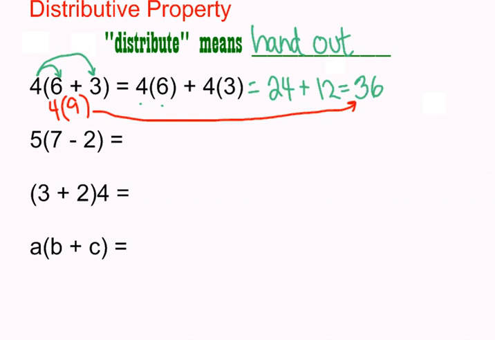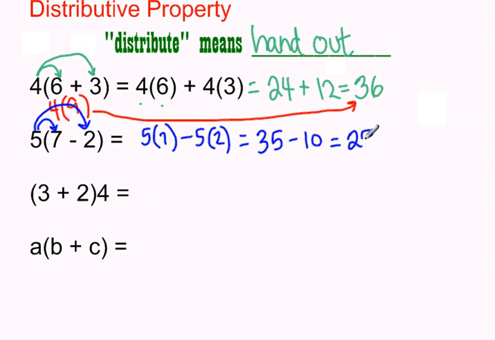So I'm going to show my arrows on these next few problems. 5 times 7, and in this case I see a subtraction sign, so I'm going to put a subtraction sign there. 5 times 2. 5 times 7 is 35. 5 times 2 is 10. Subtraction sign in the middle, this will give me 25. Let's go back to the beginning and see, what is 7 take away 2? 5. And 5 times 5, yeah, it's 25.